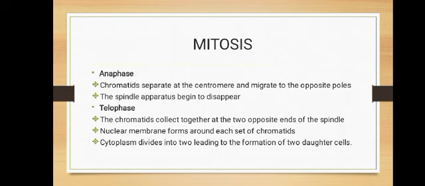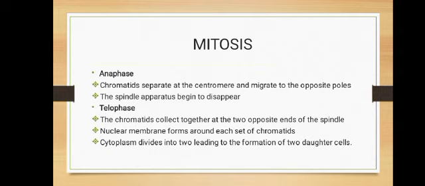In anaphase, that is the fourth stage, chromatids separate at the centromere and migrate to the opposite poles. Remember we had chromosomes that aligned at the equator. Now in anaphase, these chromosomes separate. When they separate, they become chromatids, one chromatid on the other side and one chromatid on this side. So on the opposite sides, we'll have one chromatid each. And then the spindle fibers or the spindle apparatus begin to disappear.